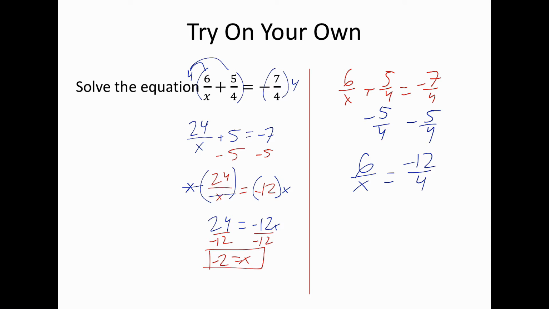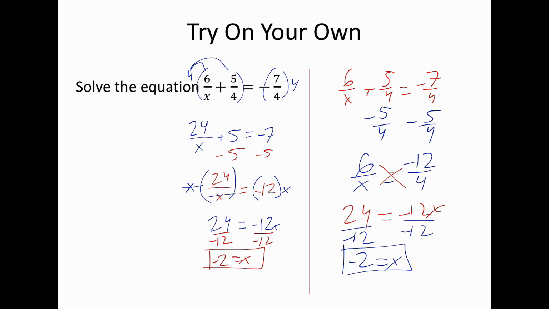Now, a couple different things you can do. You can reduce negative 12 over 4 if you want. Or if your instinct is to go ahead and cross multiply, you absolutely can. So you get 6 times 4 is 24, and x times negative 12 is negative 12x. Hey, look, same thing we ended up with last time. We divide by negative 12 on both sides, and we end up with negative 2 being equal to x. Again, we could have also reduced the negative 12 over 4. That's just the third way. There's a lot of different ways to do these problems, so just make sure you're taking it slowly.